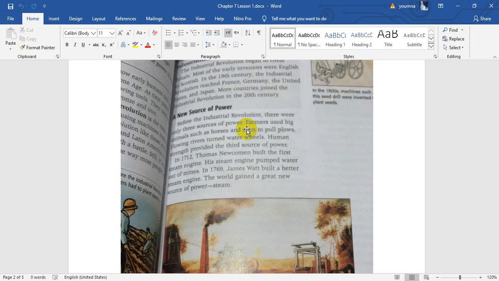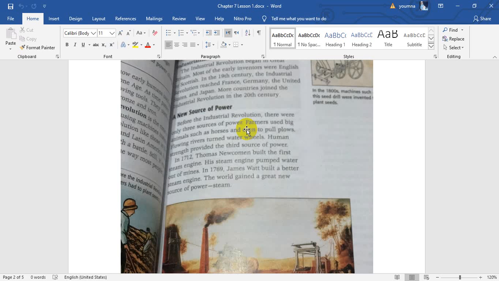In 1712, Thomas Newcomen built the first steam engine. You know the steam? It's what you see going up when your mom is boiling water in a pot. Okay, so you're going to find the steam getting up. So he was the first one who built the first steam engine. His steam engine pumped water out of mines to unearth them.